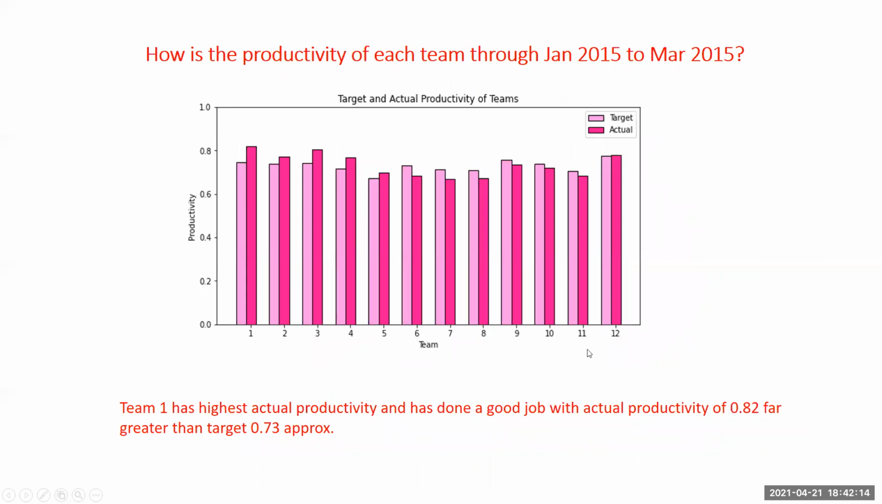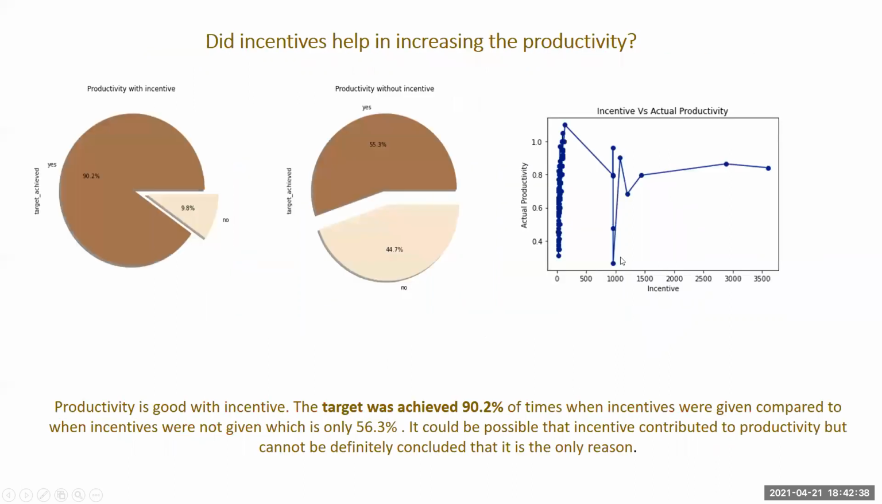So we are seeing that there are 12 teams in this data set, and team 1 has done a really good job when it comes to their set target, and they have achieved more than what is targeted. And even team 12 has a high target, but they managed to achieve this. And when we see teams 6 to 11, they were not able to achieve the set target for them.